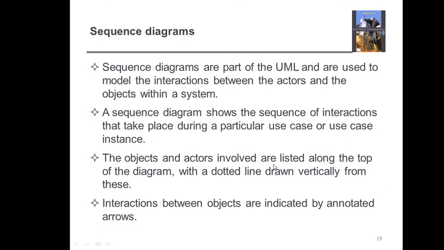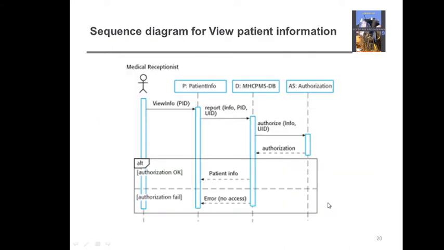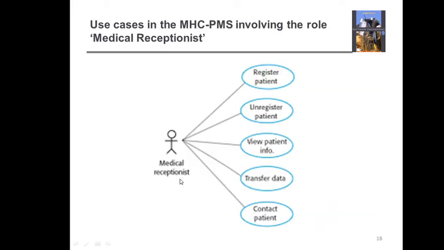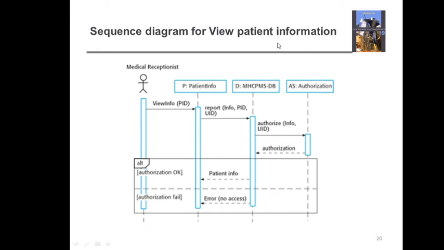The objects and the actors involved are listed along the top of the diagram with a dotted line drawn vertically from these. Interaction between the objects is indicated by annotated arrows. Let's see here. This is the sequence diagram for view patient info by a medical receptionist. Let's come to the use case. We are going to model view patient info by a medical receptionist. The use case diagram just represented the abstract view, that the receptionist uses this, but how it is being achieved is modeled using a sequence diagram.